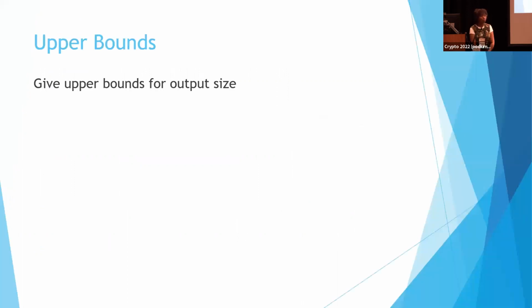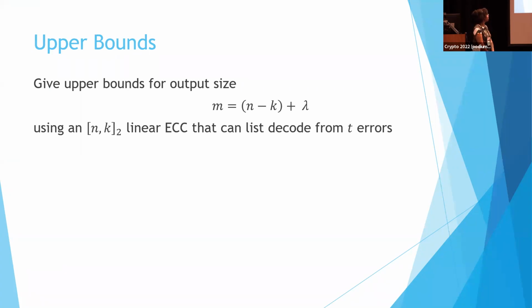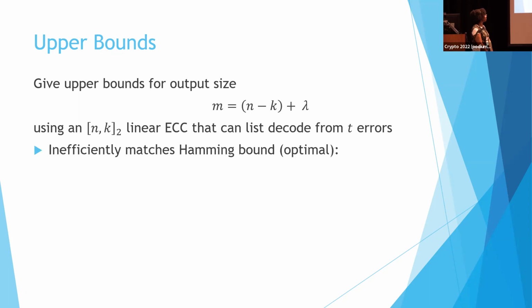We also define a couple corollaries in this work that define the upper bounds for the size of our output, m equals n minus 1 plus lambda. And this is using an [n, k, 2] linear error correcting code that can efficiently list decode up to T errors. As I mentioned previously, we only have inefficient codes to meet this optimal Hamming bound to get our output size equal to Shannon entropy times n plus lambda.